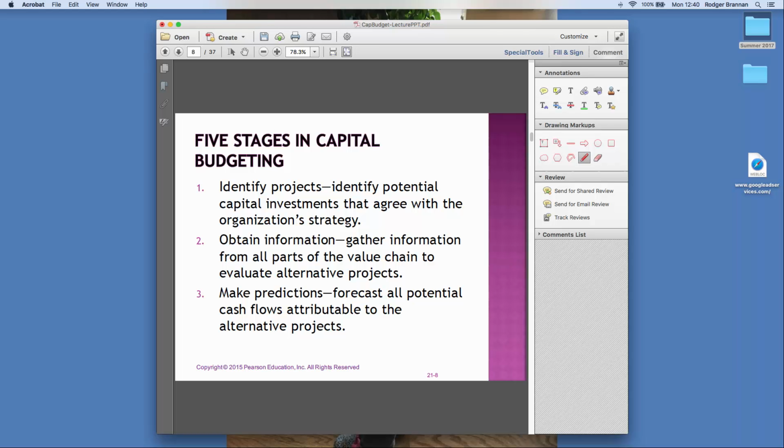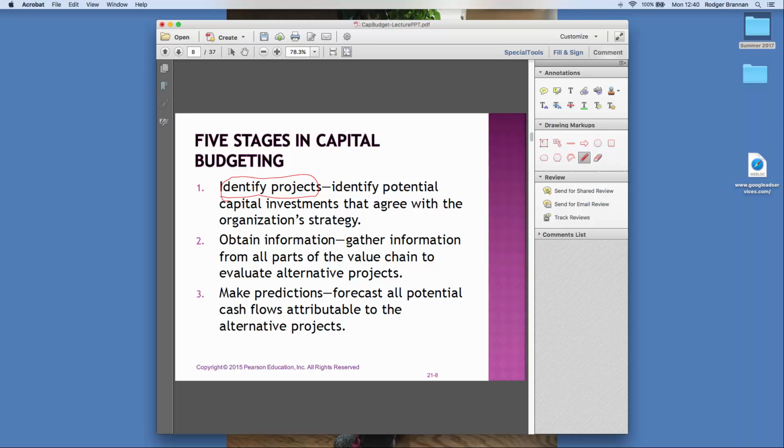Now, I think all of this is fairly straightforward. These 5 stages are going to be integral to that diagram that I just showed. You need to identify projects, and this is always going to be consistent with a strategic plan. That is, we don't want to take on an investment that really has nothing to do with what our strengths are in our company. So, stay with your strengths, stay with your strategic plan.